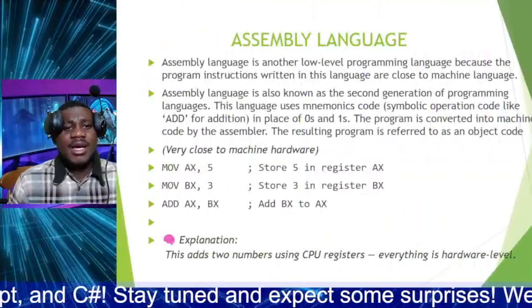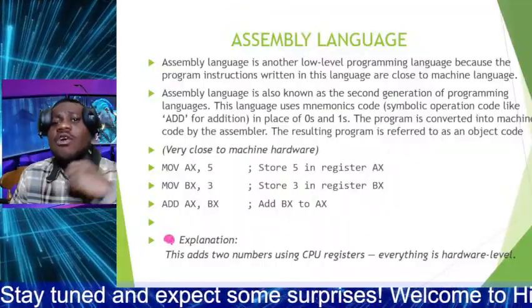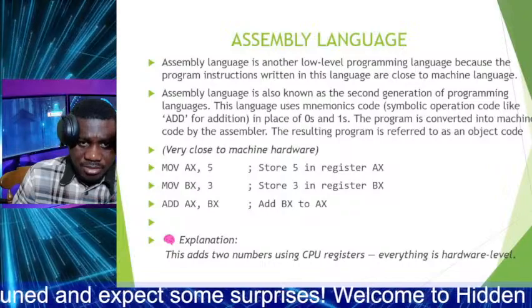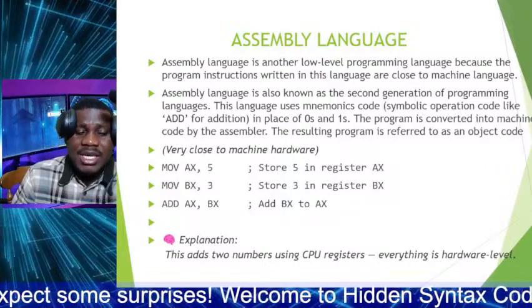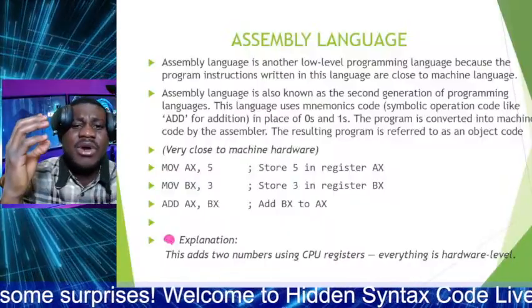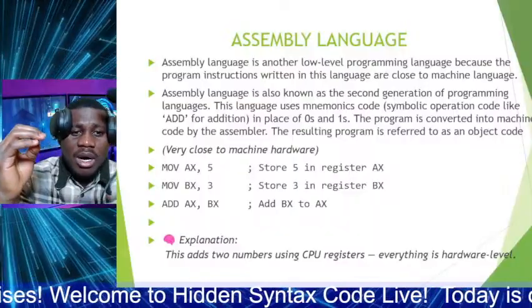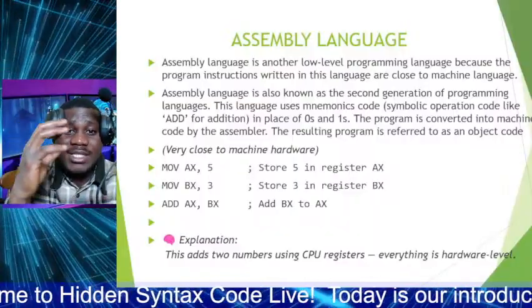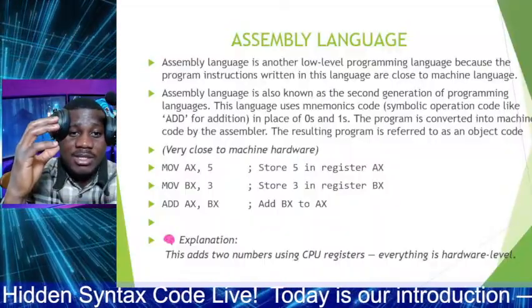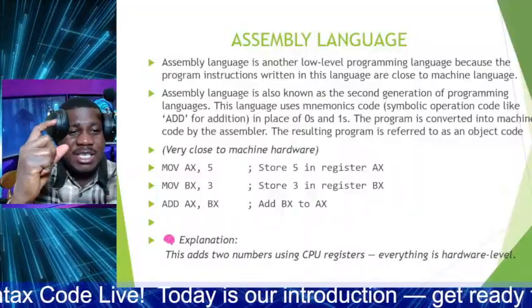And again, when you talk about assembly language, it is another level of programming language, because the program instructions are written in a language that is very close to machine language. You understand? Assembly language is also known as the second generation of computer languages. This language uses mnemonic code symbols.